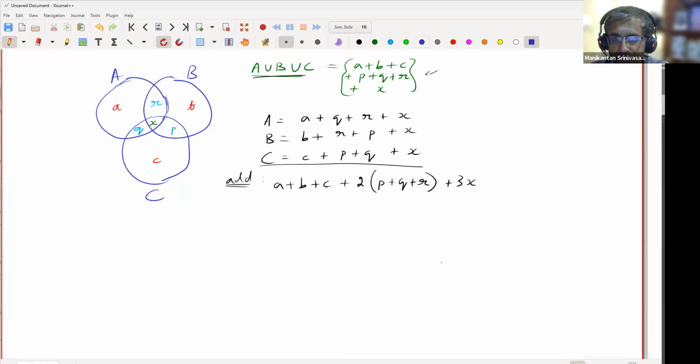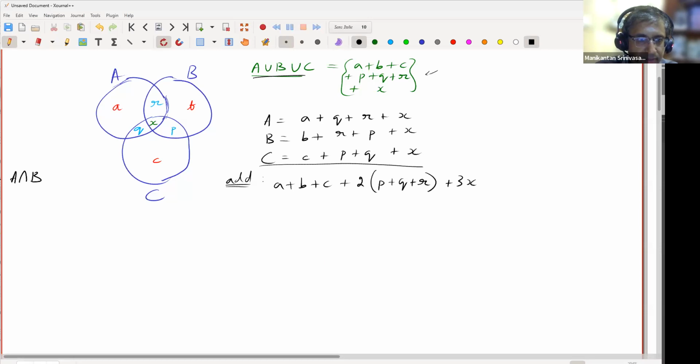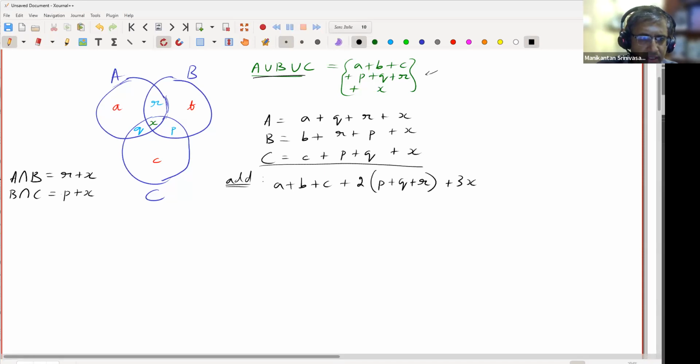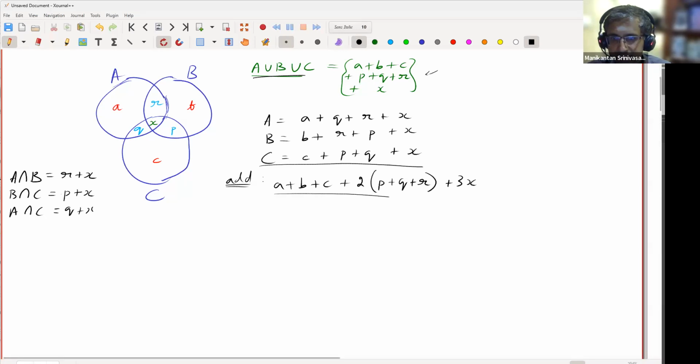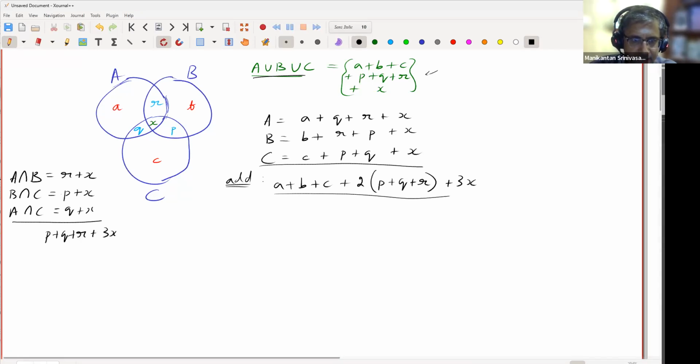So I also know some intersection quantities. What are those intersection quantities? I know A intersection B is the common region between A and B, which is R plus X. B intersection C is P plus X. And then A intersection C is your Q plus X. So I add all of them, and if I add all of these, I get P plus Q plus R plus 3X.